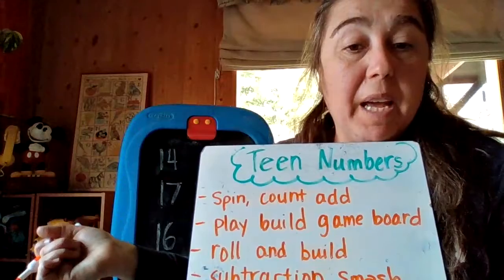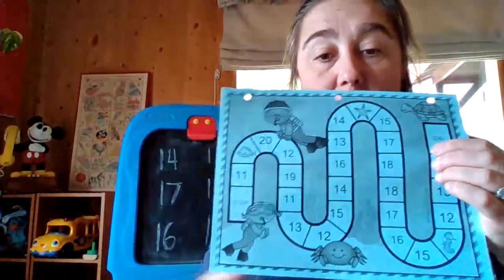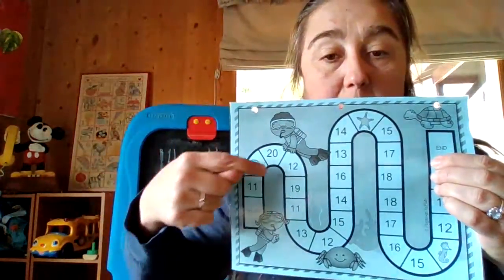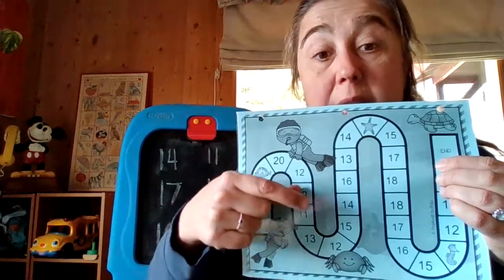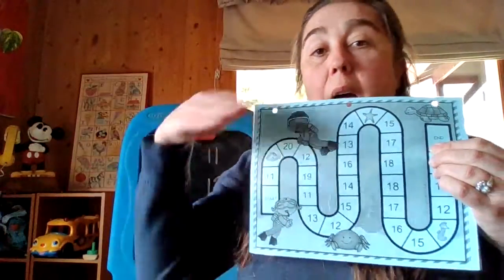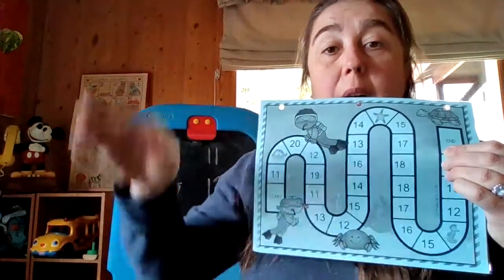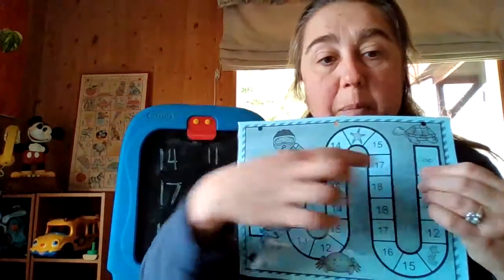The next one, Play, Build games, is simply a game board, and you can do this at home or you can print it out. And it says start, you roll a dice, you count that many spots, you see what number you're on. Ooh, I landed on 19, and I'm going to build 19 of something. I could count out 19 Cheerios. I could count out 19 Legos. I could build, it's sort of like our Build a City, but it's just in a game format.